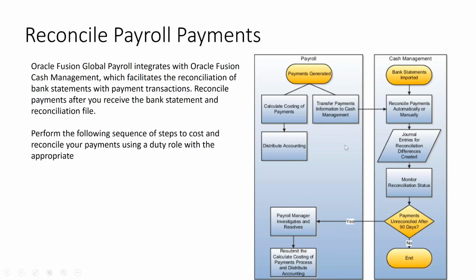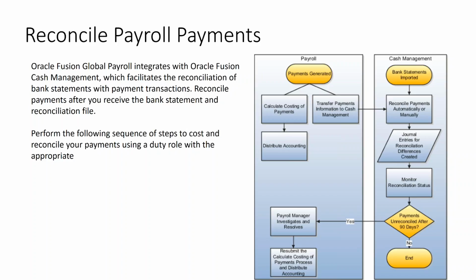Now, if you see the process flow on the right hand side, it starts from the payroll. The payroll generates payments. Generate payment means you have to run the prepayment at the payroll end, and then it will automatically generate the costing string and the payment information. Now you need to run the Calculate Costing of Payments process, and then you need to transfer the payment information to the cash management.